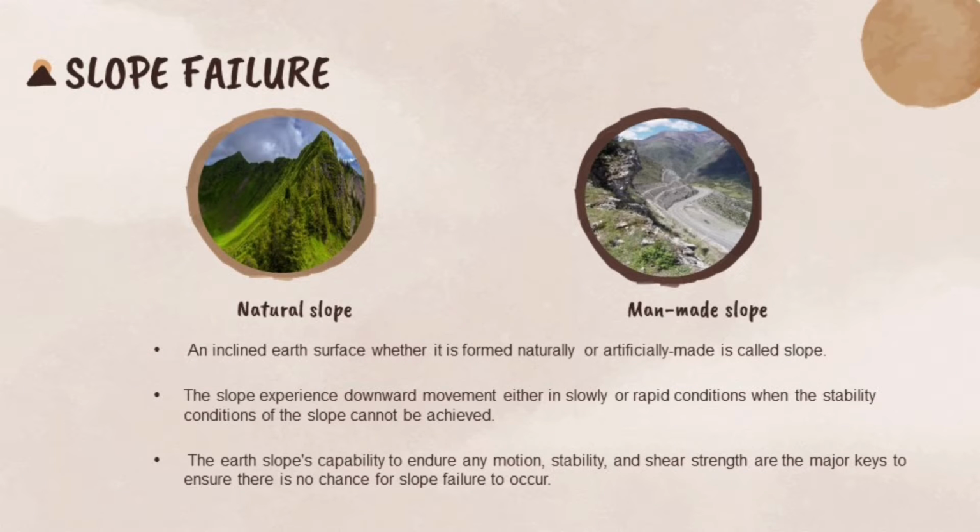A slope is an inclined earth surface, whether it is formed naturally or artificially made. A slope failure will experience downward movement, whether slowly or rapidly, when the stability condition of the slope cannot be achieved. The earth slope's capability to endure any motion, stability and shear strength are the major keys to ensure there is no chance for slope failure to occur.